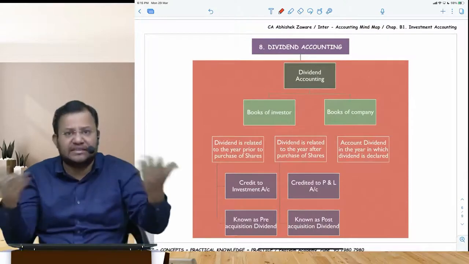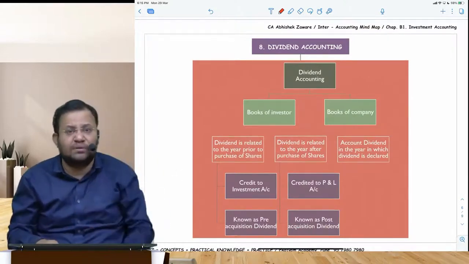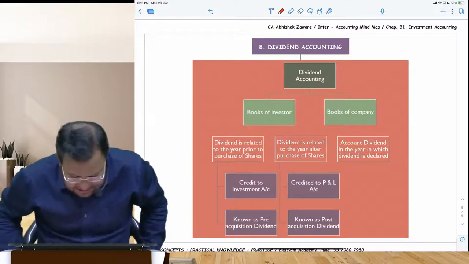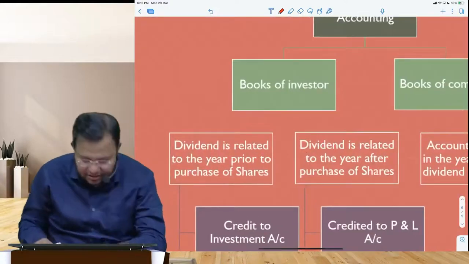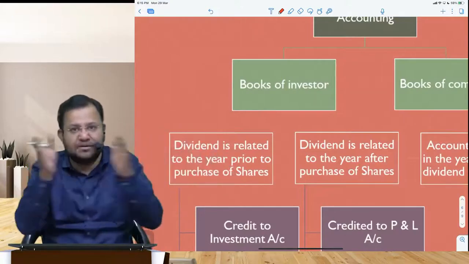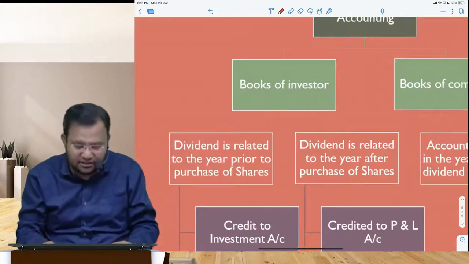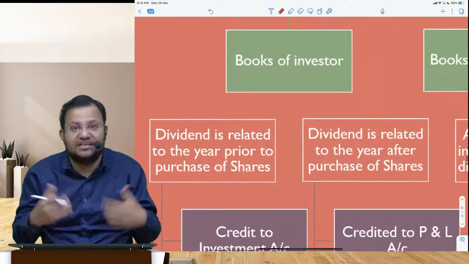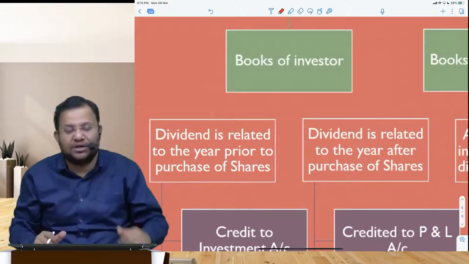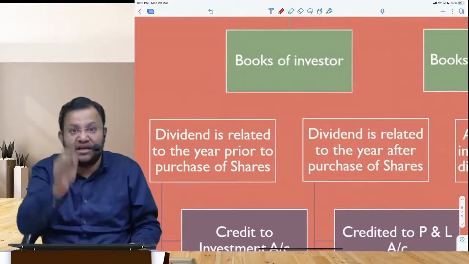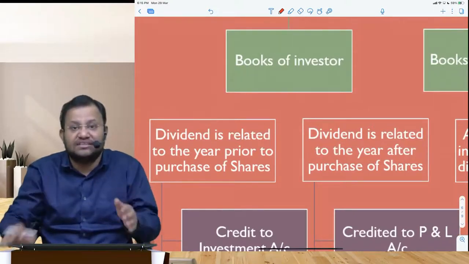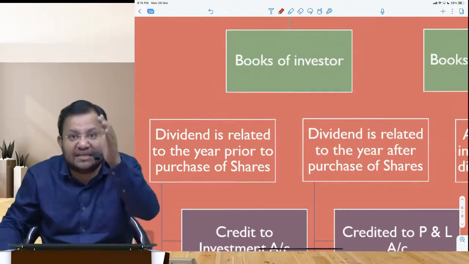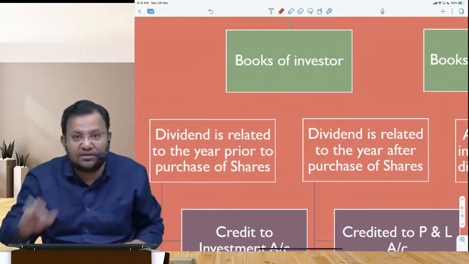When we come down to equity investment accounting, we have to learn about three special transactions. First is dividend accounting. This dividend accounting is given partially in AS 9, partially in AS 13. So dividend in the books of the investor is an income, but as an investor, you can recognize a dividend only when the right to receive the dividend is established. The right to receive the dividend is established after the company has declared the dividend, not before that.